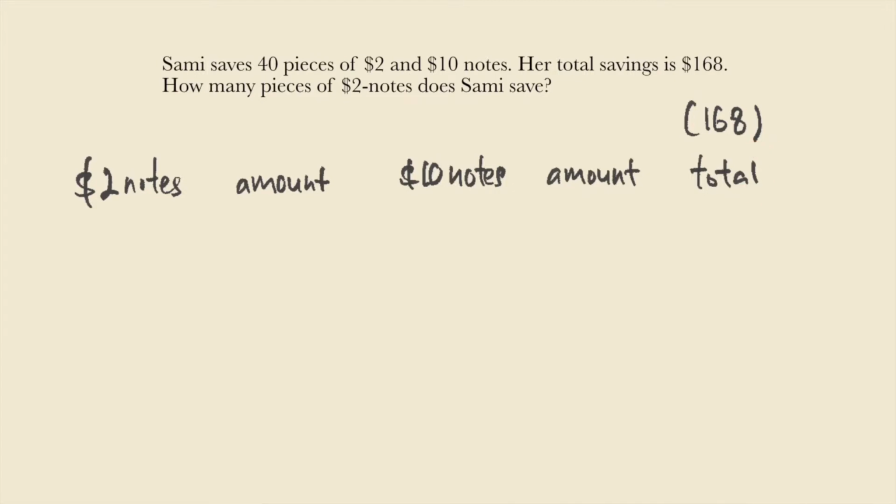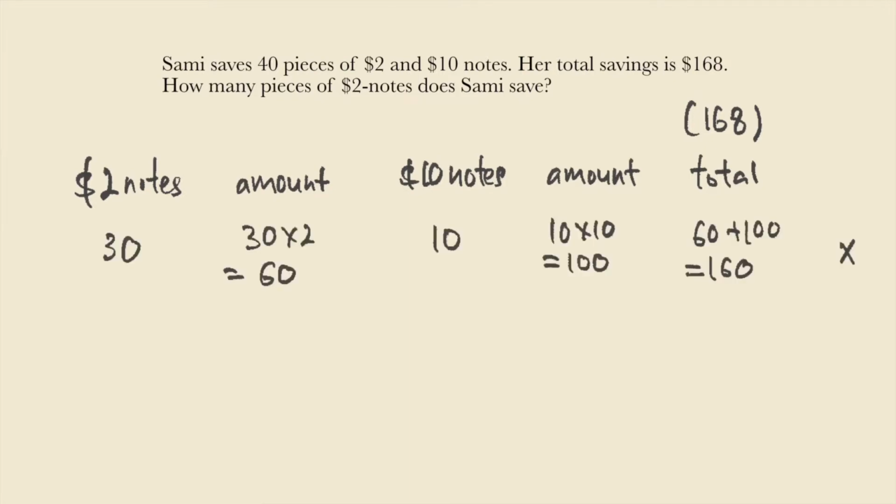Now the first step is, don't forget, we are looking for a total of 40 pieces. So I'm just going to start by guessing that there are 30 $2 notes and 10 $10 notes. See? Total of 40. What that means is the value of $2 notes will be 60 and 100. Add them up, you get a total of 160. That's too little. We are looking for 168.